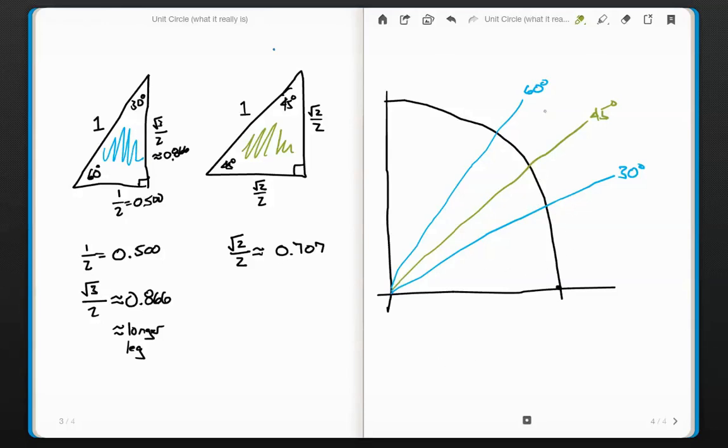Because now if someone said, what is the... well, let's put in a couple points here. This is 1, 0, and this is 0, 1. If someone asked you, what is the sine of 30 degrees? All right, how about let's do first the cosine of 30 degrees.